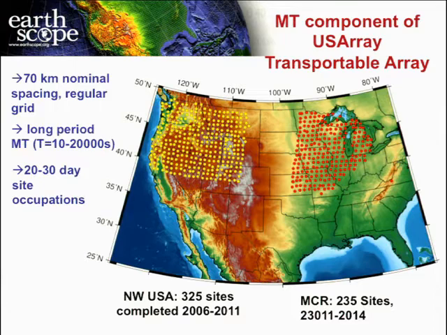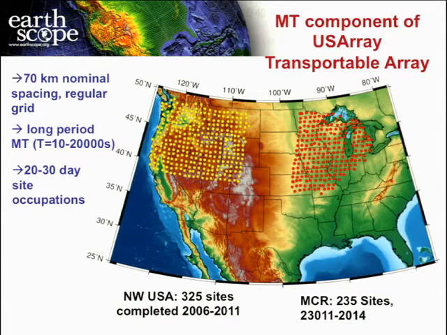So I guess most people here have heard that MT is a component of the USArray Transportable Array, and it mimics the seismic in some respects, with a 70-kilometer nominal grid spacing. We're taking long-period MT data, so that's a period range of 10 to 20,000 seconds. Typical site occupations are 20 to 30 days, if everything works. A few have been longer.